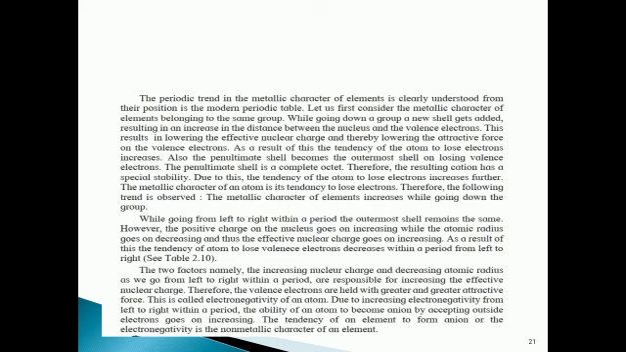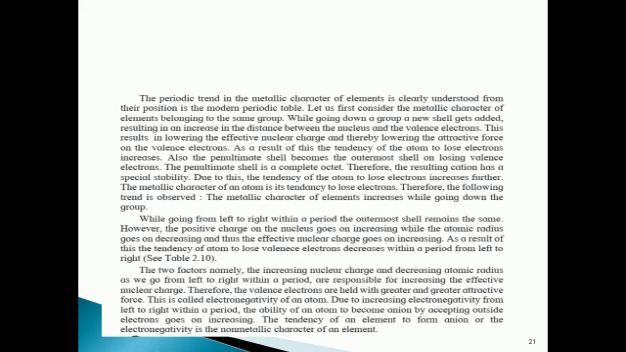Now, while going from left to right within a period, the outermost shell remains the same. When we are moving from left to right, the outermost shell is the same, only the number of electrons is increasing. However, the positive charge on the nucleus goes on increasing while the atomic radius goes on decreasing, and thus the effective nuclear charge goes on increasing.